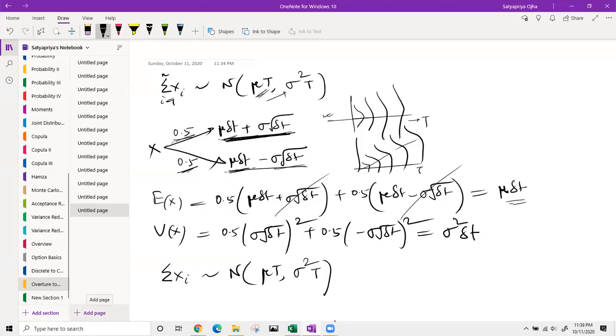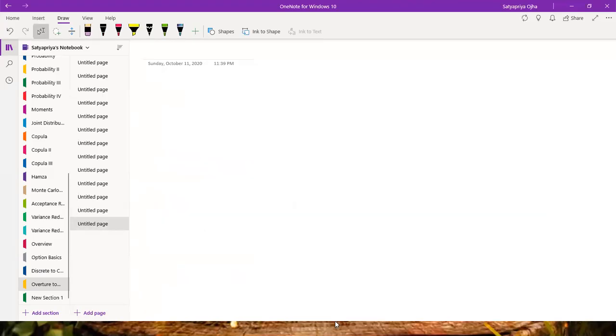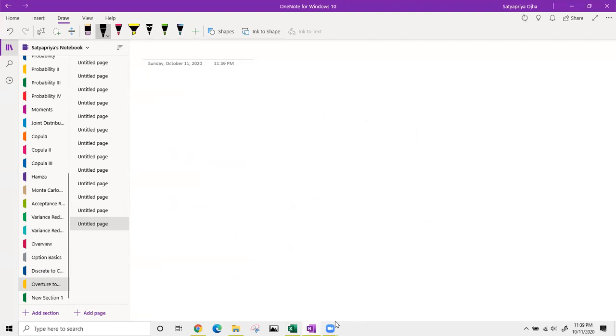Now, again, suppose we modeled log returns.